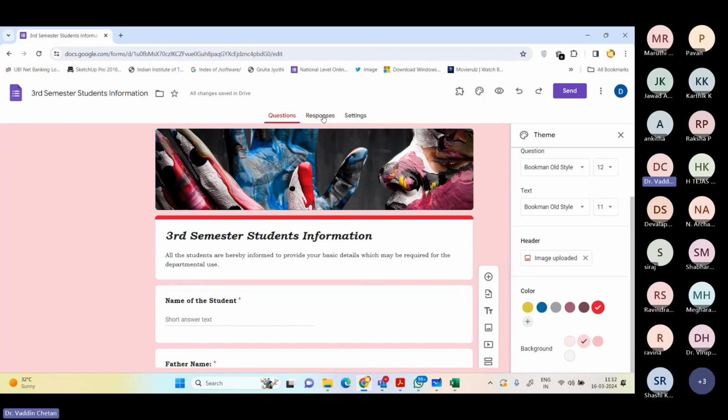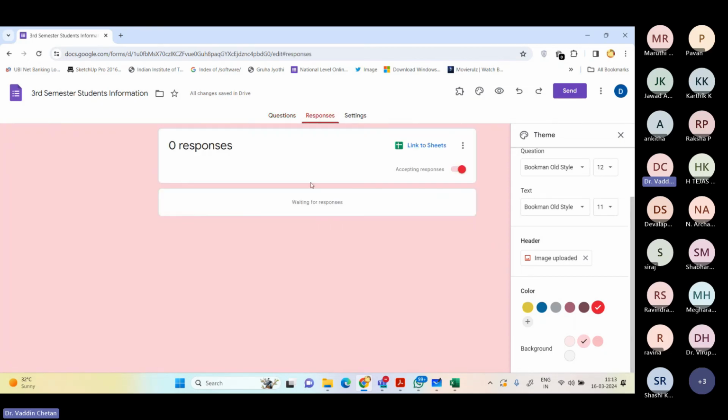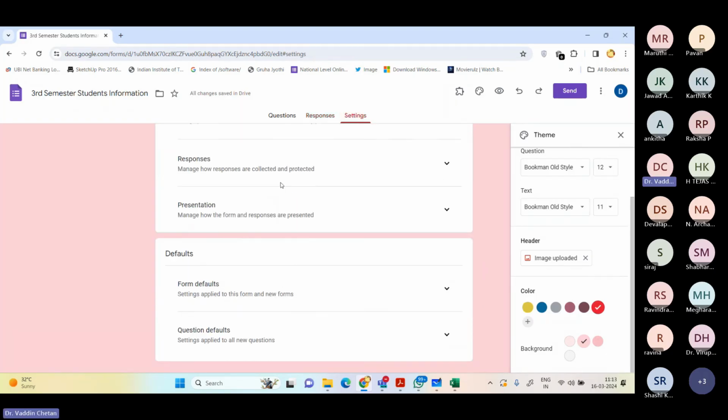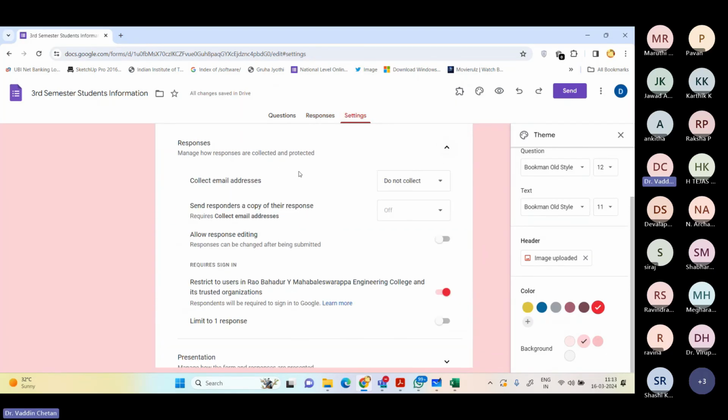Here I can see two more options, that is responses and settings. Responses is where you can see the responses after students submit the details. Settings, responses, collect email IDs. I don't need to collect the email IDs because students will enter, right?